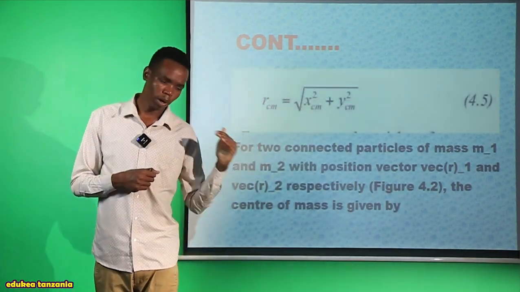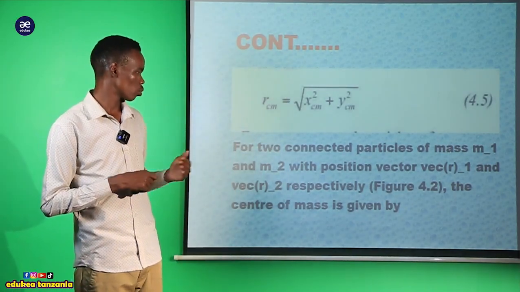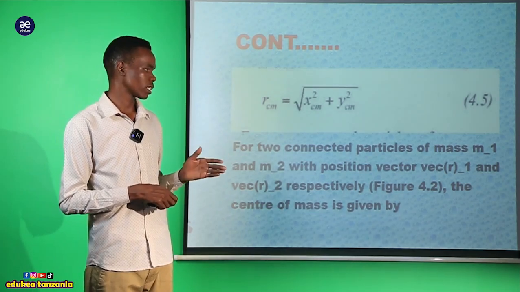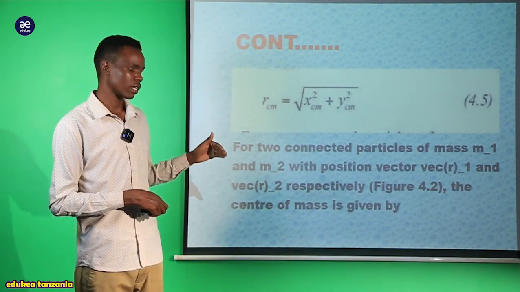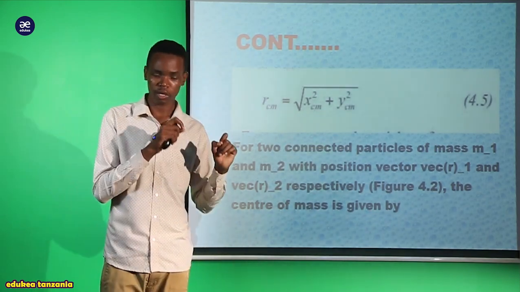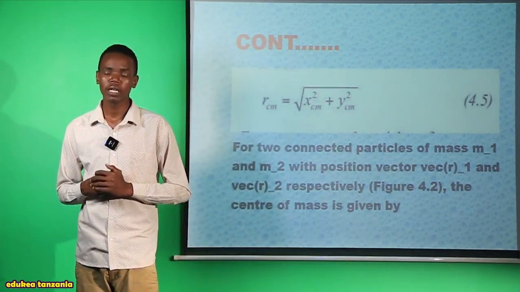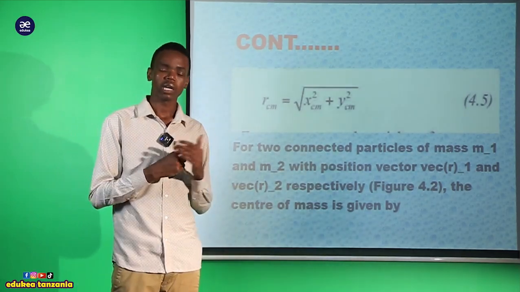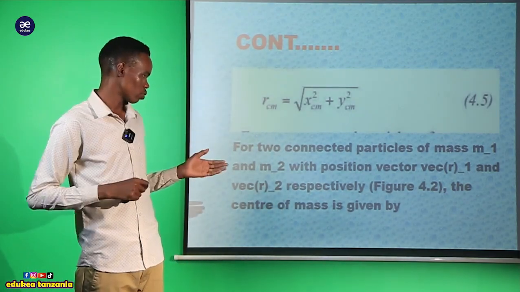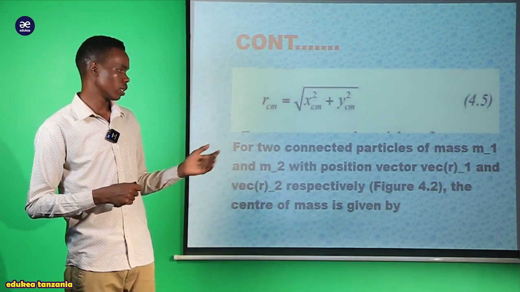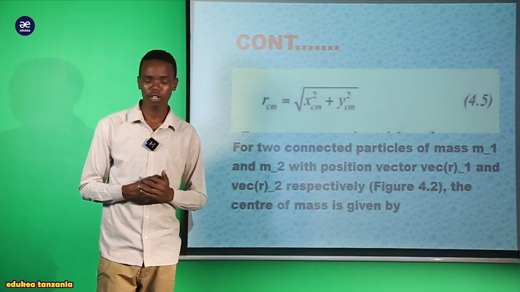It means the first particle contains mass 1 and the second particle contains mass 2, but with their position vectors, which are vector R1 and vector R2. The first particle contains mass 1 with vector R1, but the second particle, which is connected there, contains mass 2 and also vector R2, as we tried to observe in figure number 4.2. So the center of mass is given by this one.